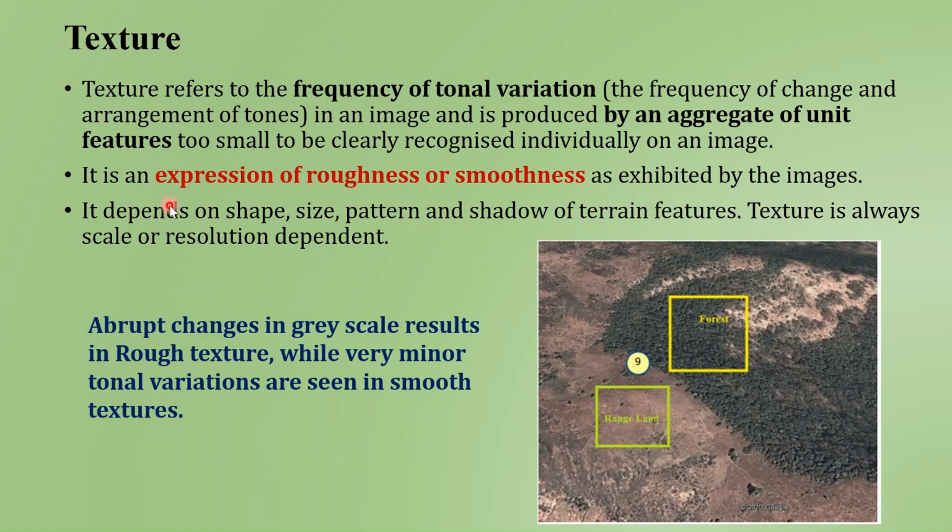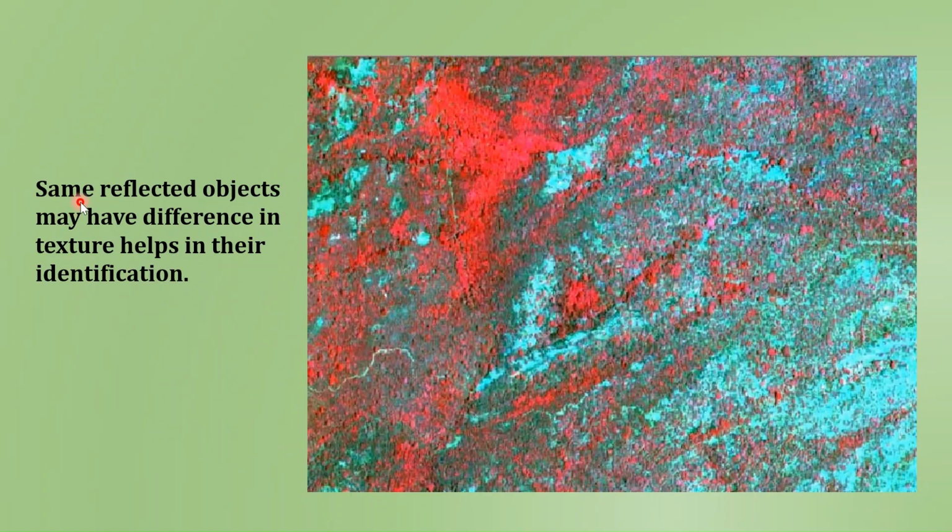The texture depends on the shape, size, pattern and the shadow of the terrain feature, and like size, texture is also scale or resolution dependent. Abrupt changes in the gray scale result in a rough texture, while if there is very minor tonal variation, it will be seen as a smooth texture. It is mentioned here that the same reflected objects may have a difference in texture, which helps in their identification.